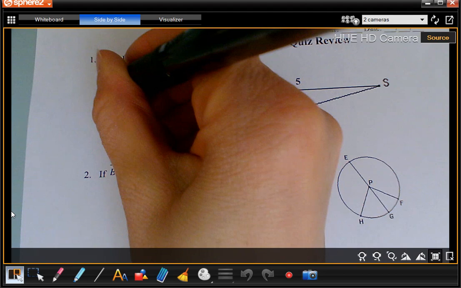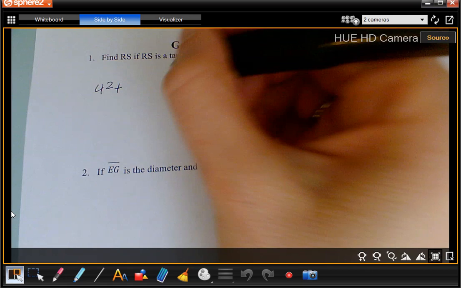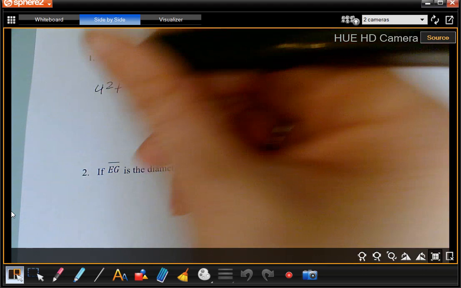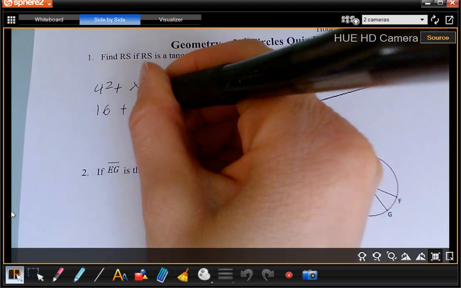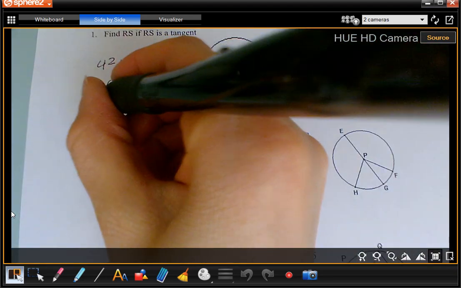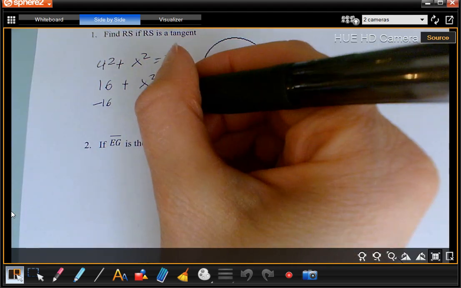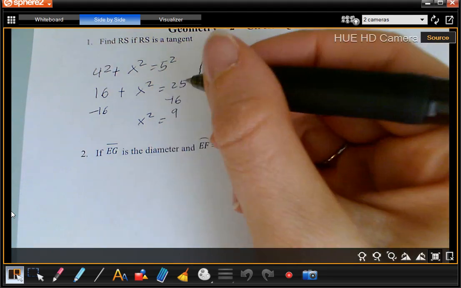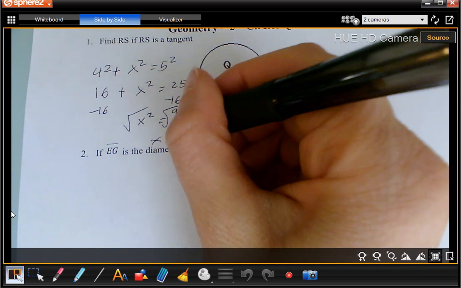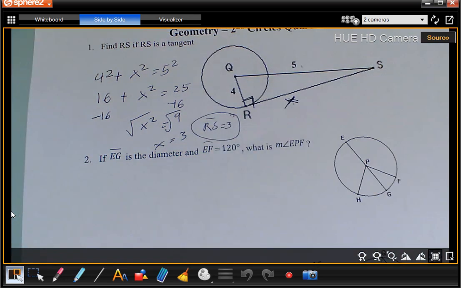4 squared plus what? Everybody wants to say 5. Remember, it's X. 5 is my hypotenuse. X squared equals 5 squared. So I'm going to get 16 plus X squared equals 25. Now I'm going to subtract 16 from both sides. X squared equals 9. And then we take the square root of each side. So X equals 3. So that means RS equals 3. And we're done.